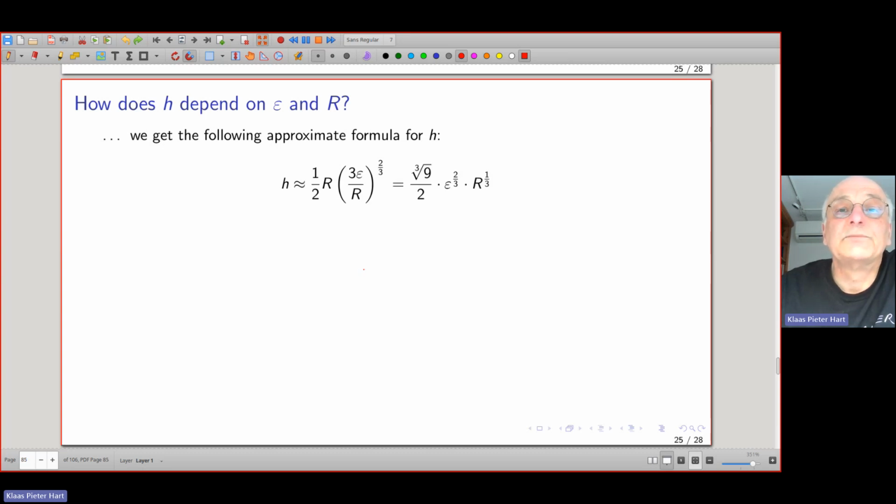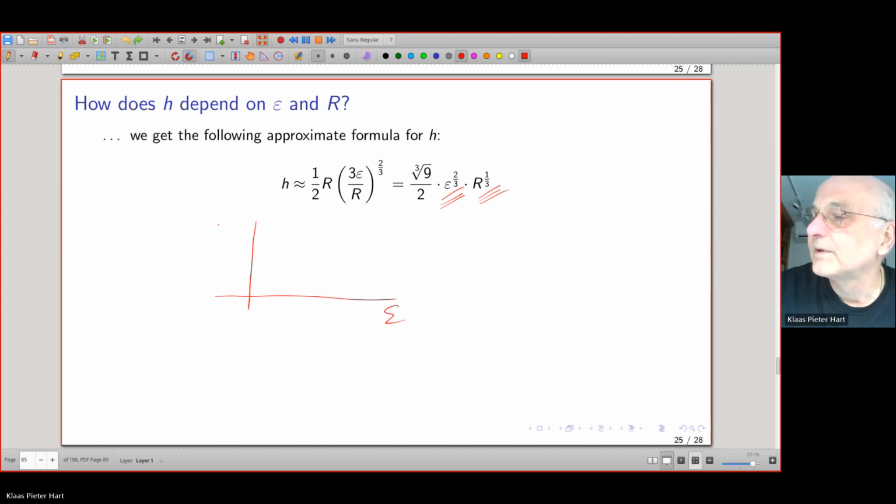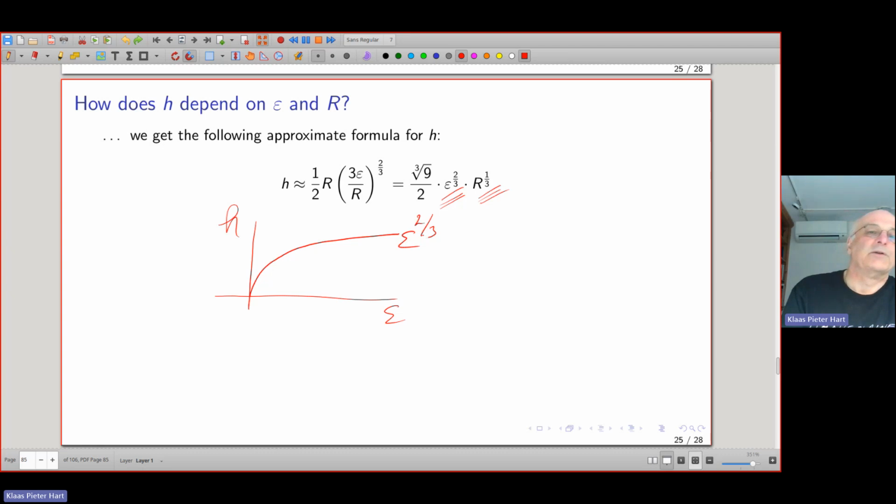And then we put that into the approximate formula for h. Here we have it. And then we clean it up a little bit, and we see that we get epsilon to the power 2/3 and r to the power 1/3. We already saw r to the power 1/3, but now the epsilon is also visible, and we see that it's epsilon to the power 2/3 that we are using. And so if you were to fix r and write h as a function of epsilon, you will get something that looks a bit like the square root function, but it will be epsilon to the power 2/3.